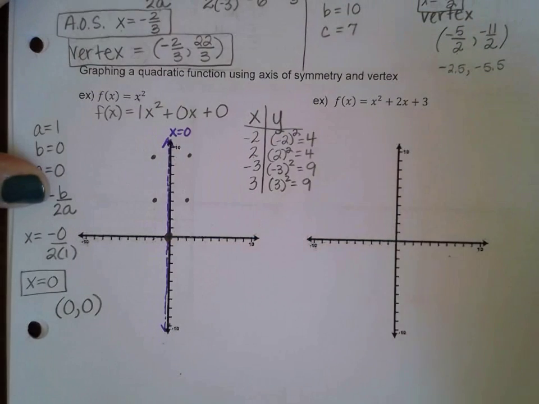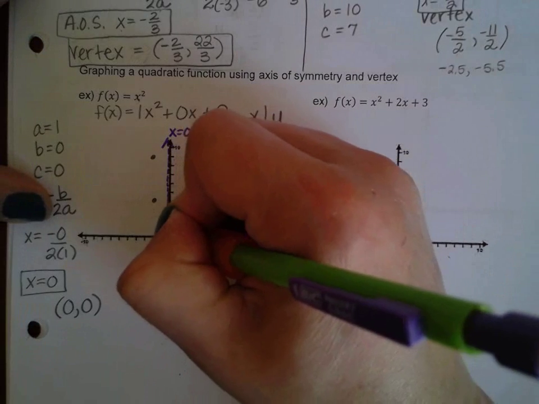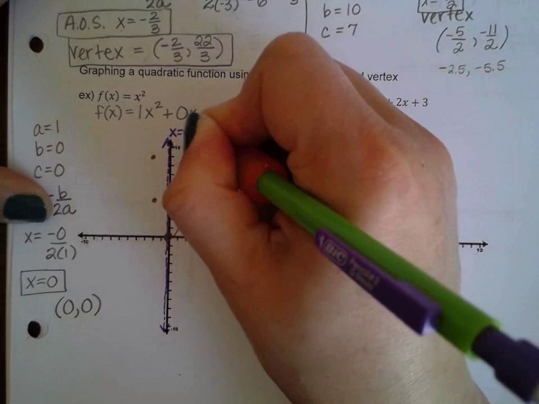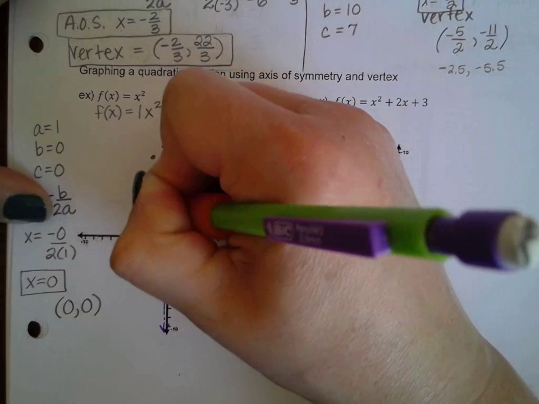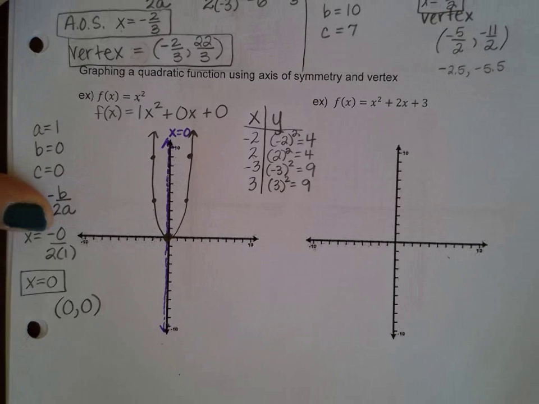Now remember, we know that these are like a U shape. It's a curve. It's not pointy. It's not like a V shape, like absolute value. So you're going to try to make a curve the best that you can. Oh, I missed that point a little bit. Do the best you can. And then make a curve on this side. And that's your graph of your parabola.